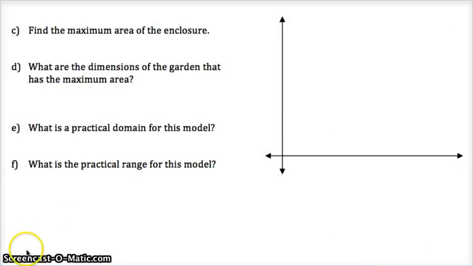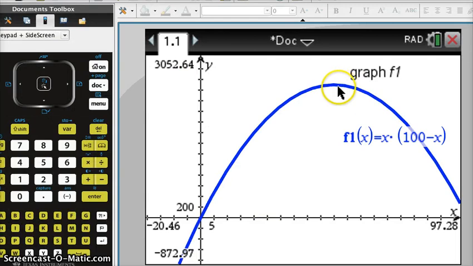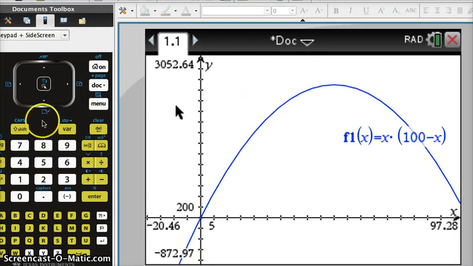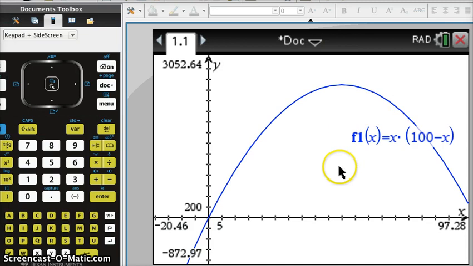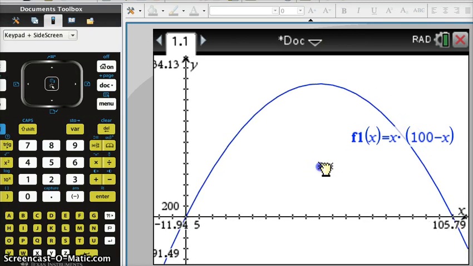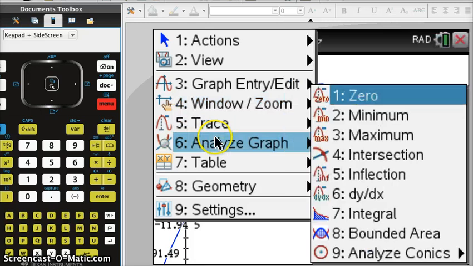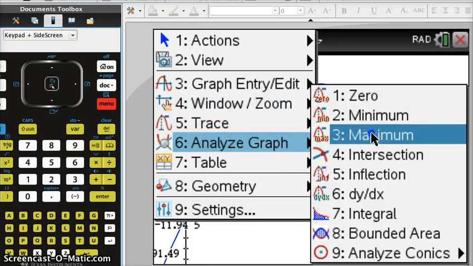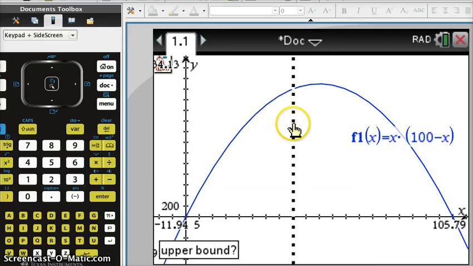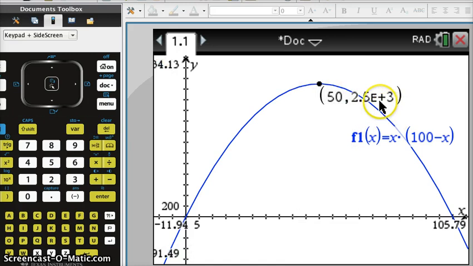Find the maximum area of the enclosure. Okay, so we basically want to now find what's the peak of this little window up here. I'm not going to write all these steps down because you can rewind the video if you want, but I'm looking for the maximum of this thing. And that's found in menu, window zoom, analyze graph, maximum. And then, of course, I have to tell it where to start looking and where to stop looking. Now, this is kind of strange.